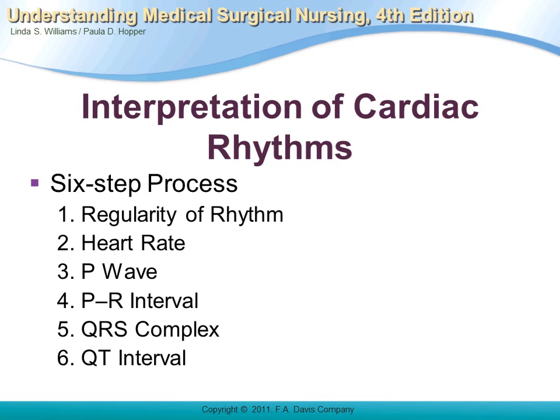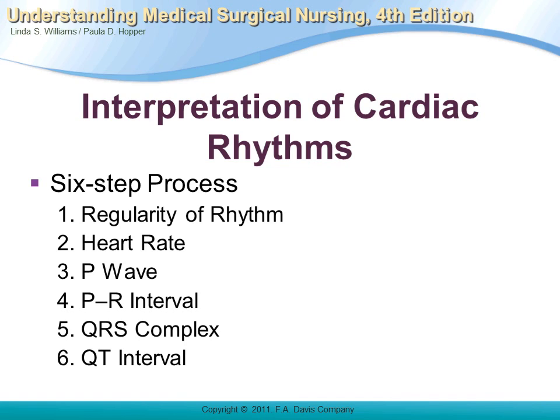Okay, so how do we interpret cardiac rhythms? There's 6 steps to it. The first one, we determine the regularity of the rhythm. Is it regular or not? Are the beats occurring along a similar pattern? What is the heart rate? We want to know, what is the rate? Is it between 60 and 100, the normal rate? Is it bradycardic? Is it lower? Is it faster than 100?